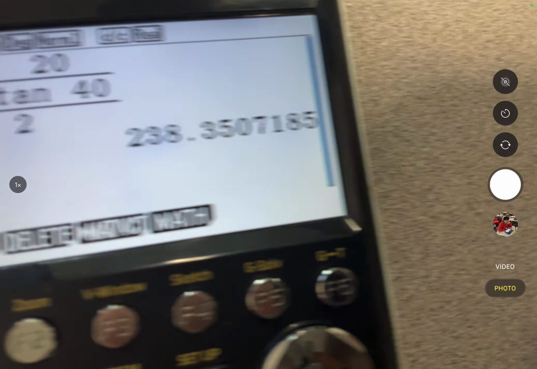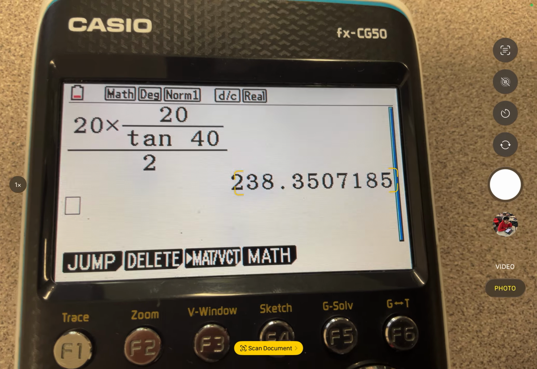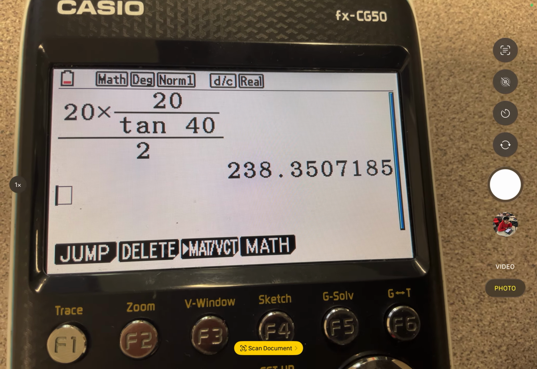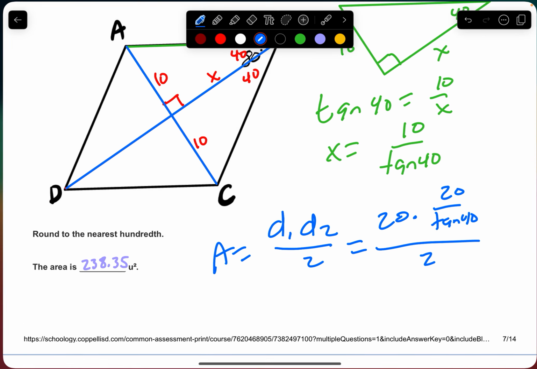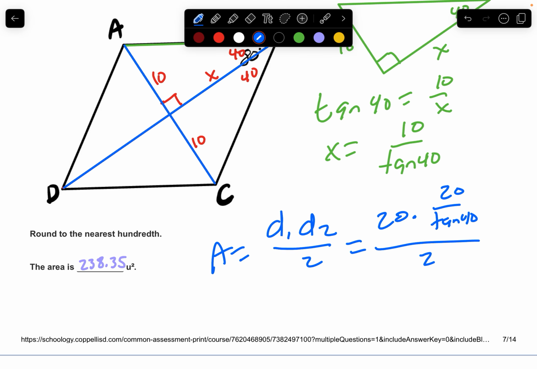Oh, it's all covered up. Give me just a second. There we go. Boom. That's what we're looking at. 238.351 if we round to the nearest thousandths. Perfect. All right. Next little spot.